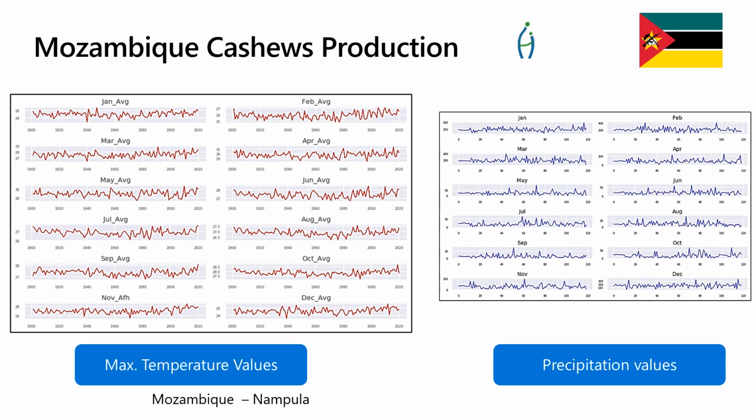the months January to December, as well as other parameters including precipitation values, mean temperature values, and average temperature values to study the impact of climate on the production of cashews in Mozambique, Namapola.